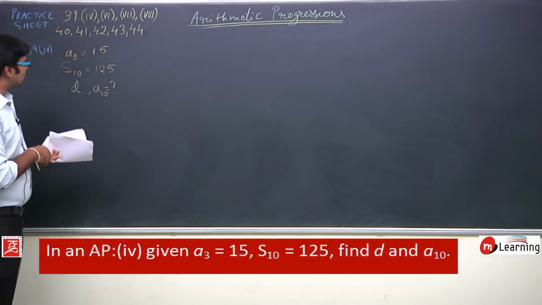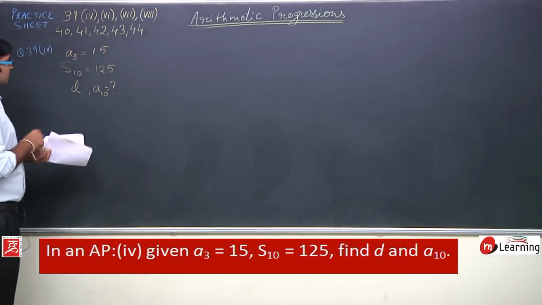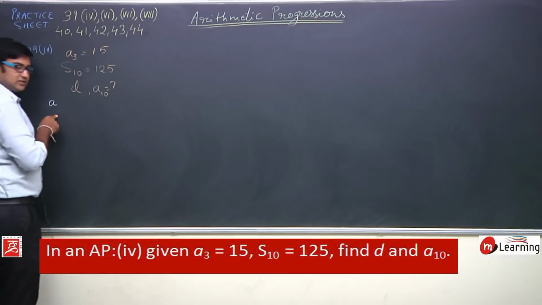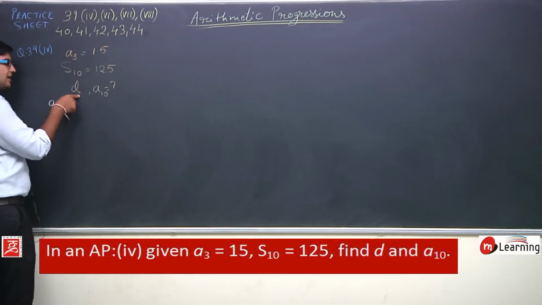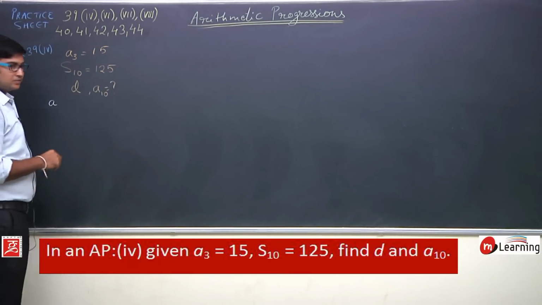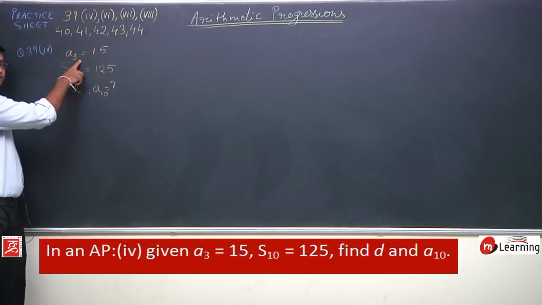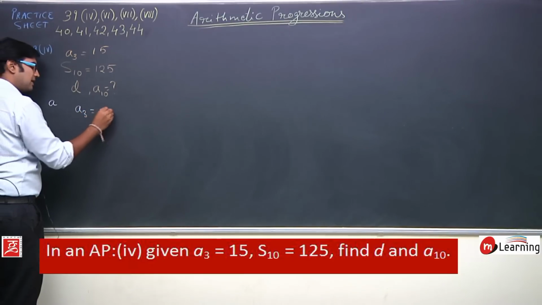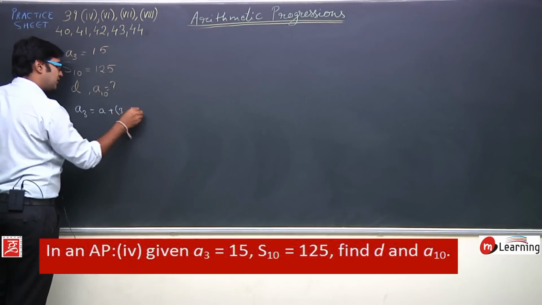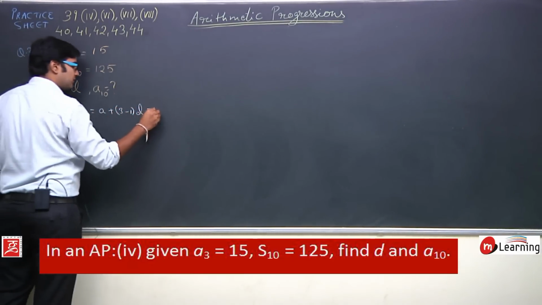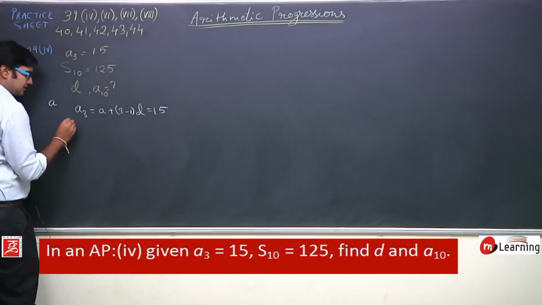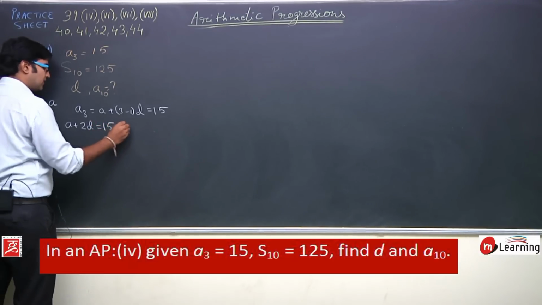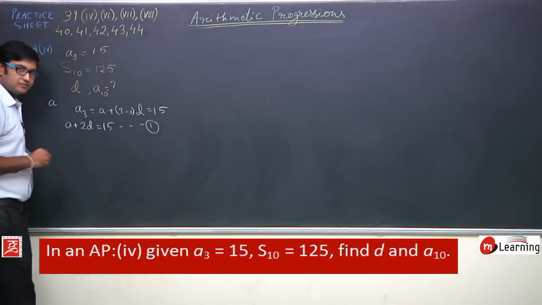Okay, let us start solving this. I will assume that A is the first term of this arithmetic progression and D is the common difference. So if I observe A3, what is A3? It is 15. I can write A3 is equal to A plus 3 minus 1 into D, which is equal to 15. So it means A plus 2D is equal to 15. Let us say this is the first equation.